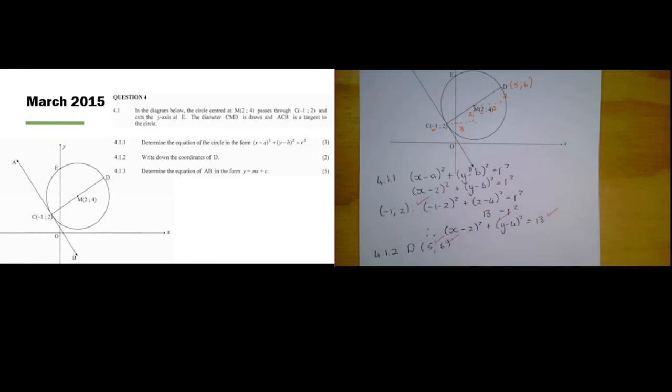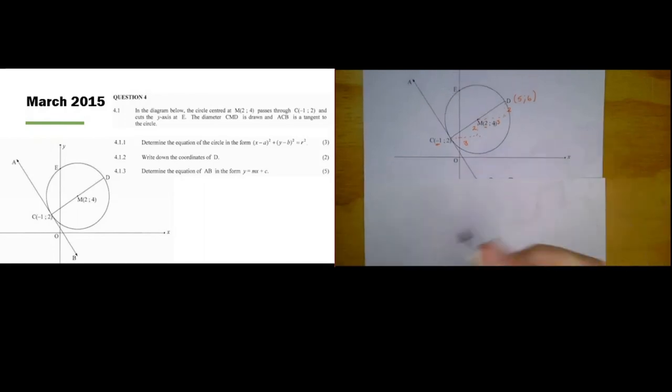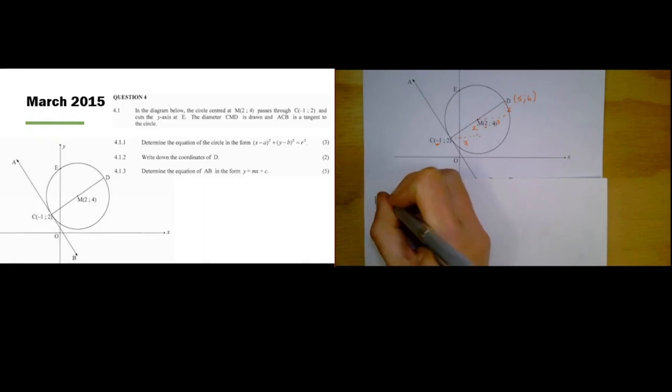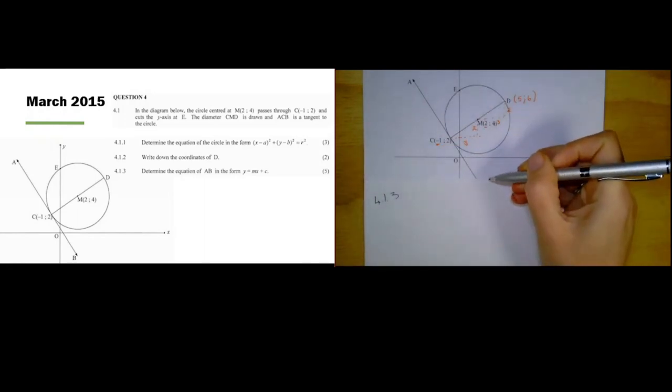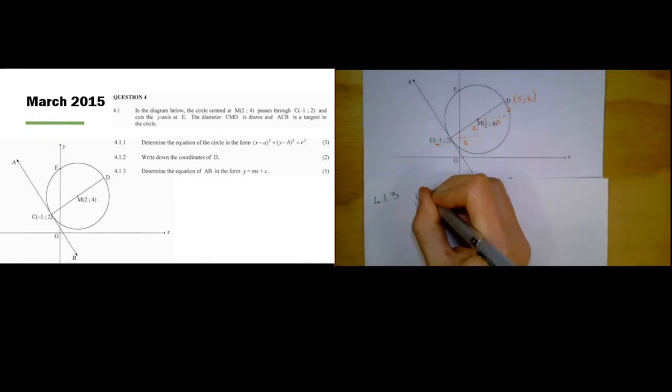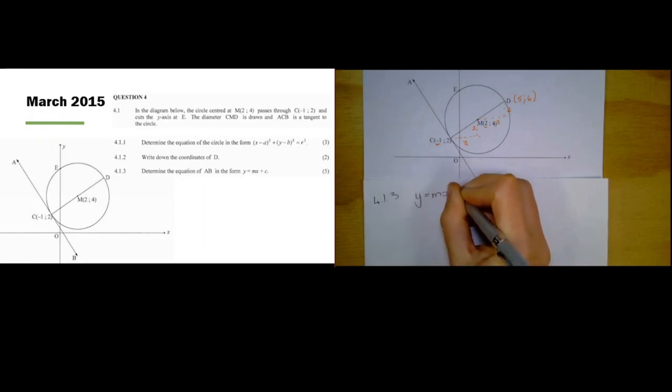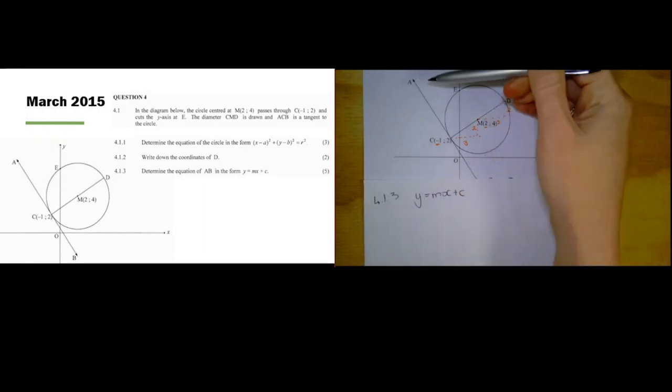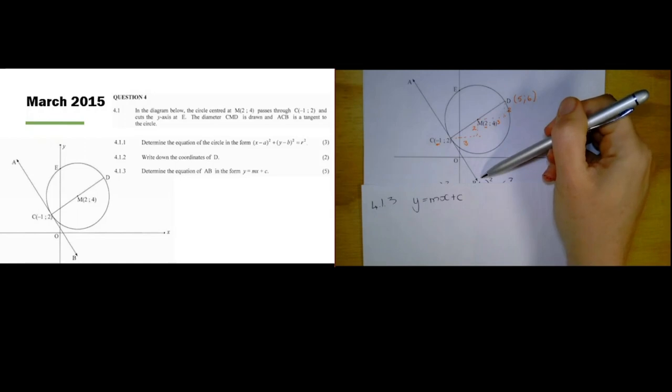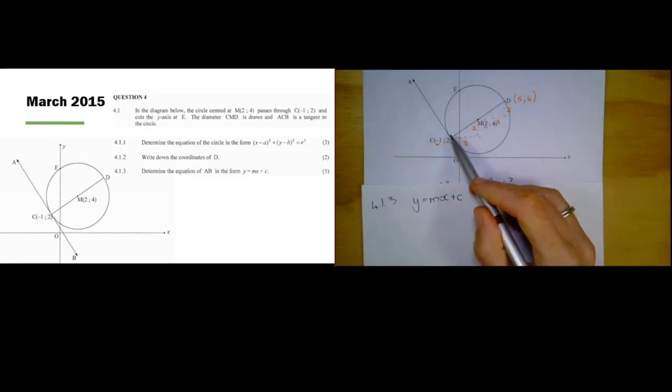Question 4.1.3. They ask us to determine the equation of line AB in the form y equals mx plus c. Okay. So I need to get the equation of line AB. First of all, it's a straight line, which means I need its gradient. But I don't have 2 coordinates on it to determine its gradient. But I can get the gradient from CM.